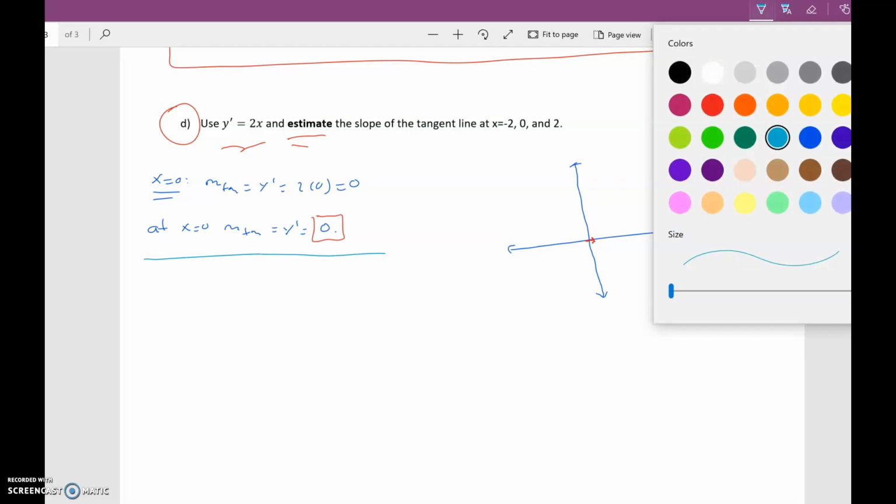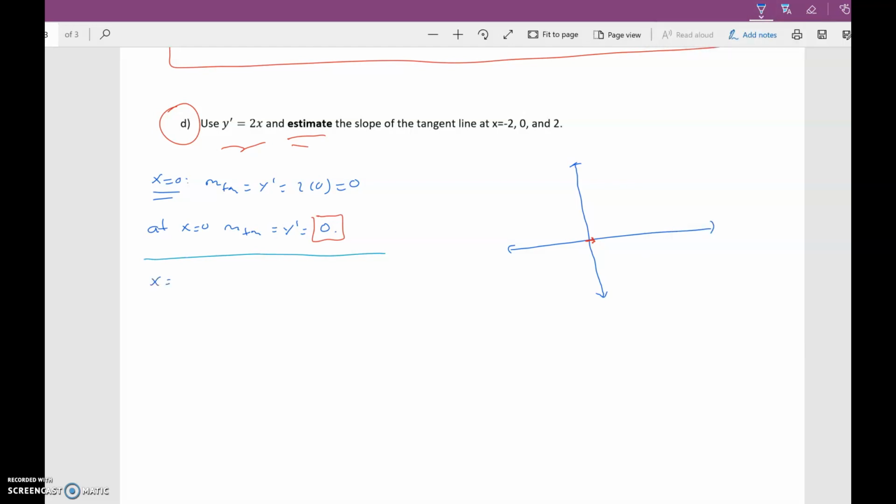Let me get the positive value. So at x is equal to 2, you can estimate that m tangent is equal to y prime, and I'm just plugging into the original problem once you isolate the y prime. So this is equal to 2 times 2, which is 4. So we know that at x is equal to 2, the slope of the tangent line is 4. At x is equal to 2, m tangent is equal to y prime, which happens to be 4.